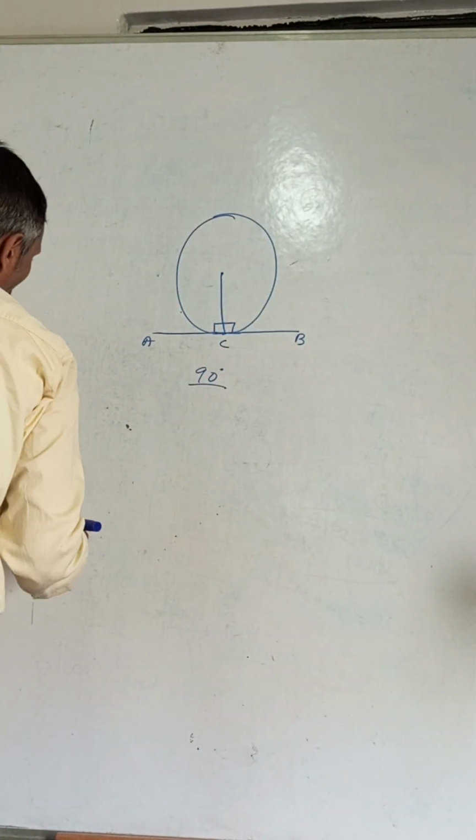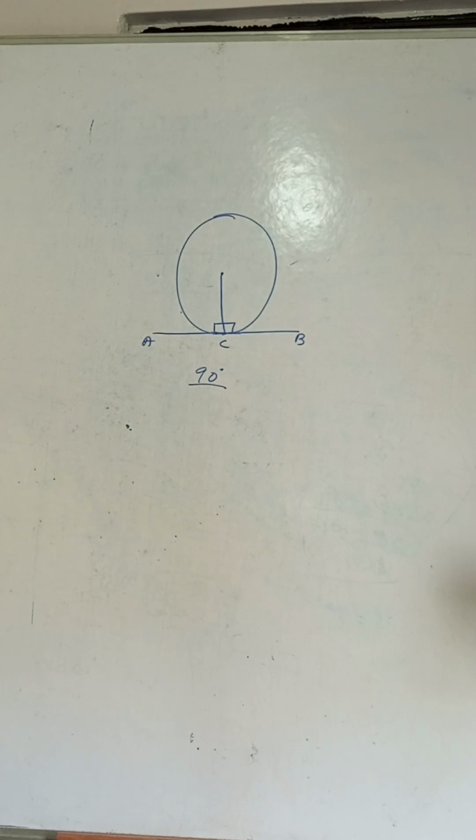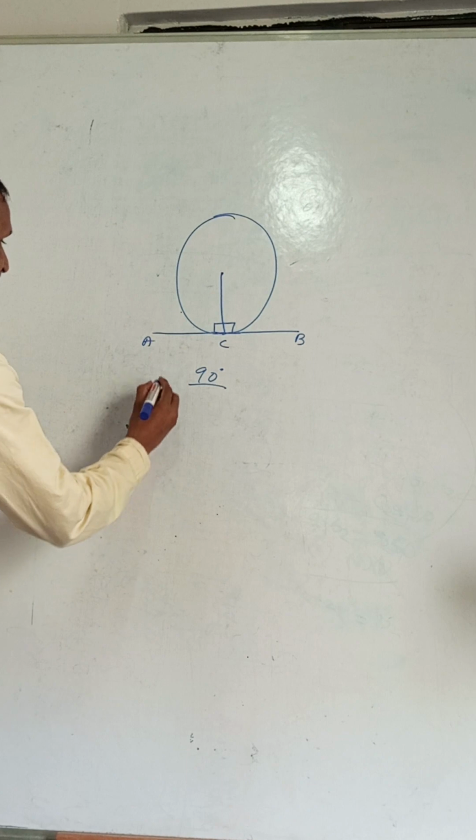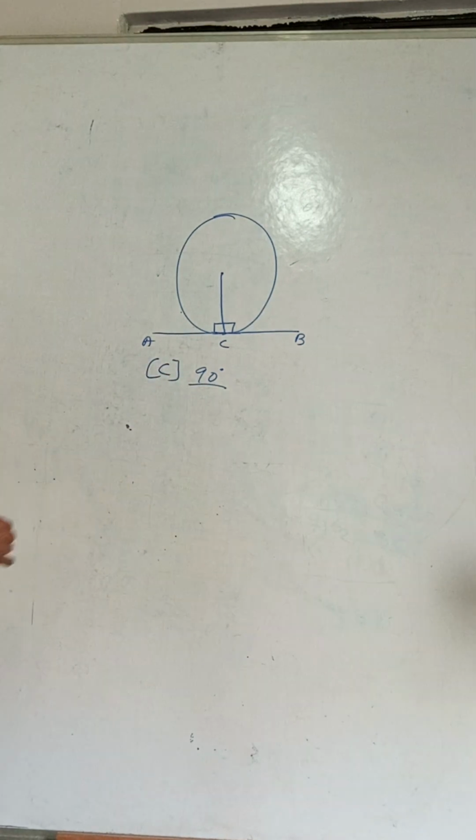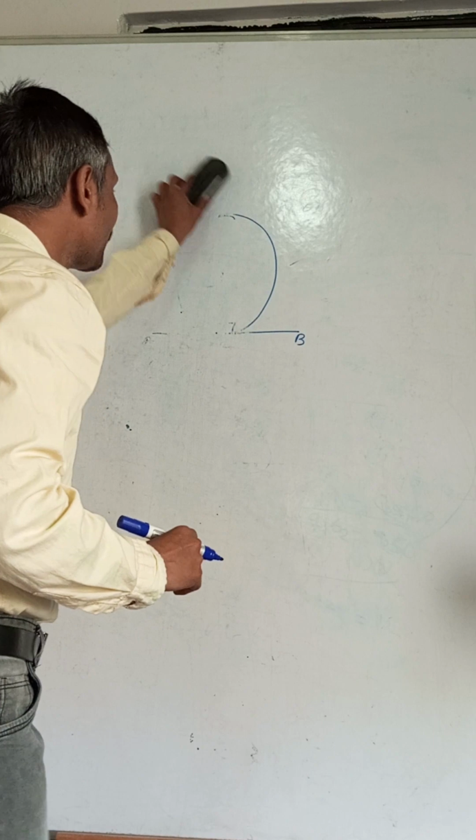In the options, 30 degree, 60 degree, 90 degree, 180 degree are given. So option C is the correct answer, that is 90 degree, meaning the radius is always perpendicular to the tangent. Next question.